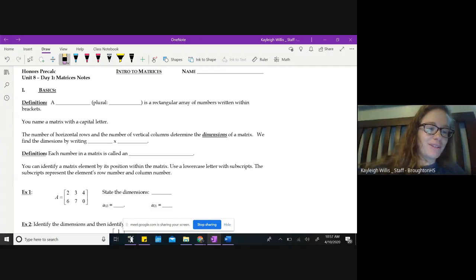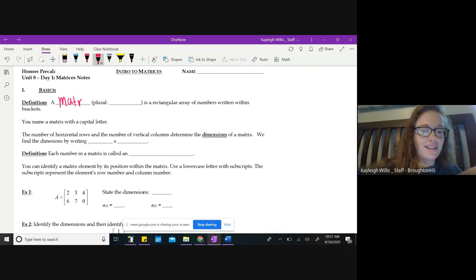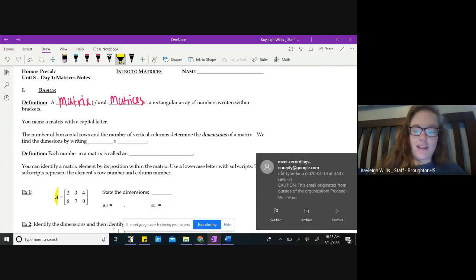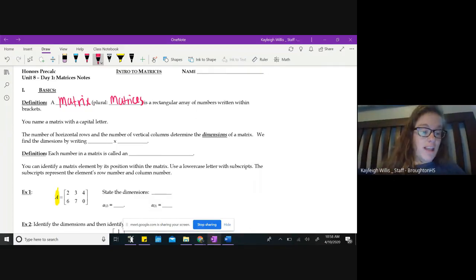A matrix. We're just going to start with the basics, the definition. So a matrix. Now the plural form is matrices, so it's spelled a little bit different. A matrix is a rectangular array of numbers written within brackets. Don't get those confused with absolute value. You name a matrix with a capital letter. If you look at the first example, they have named it right there with a capital A. That is the name of the matrix.